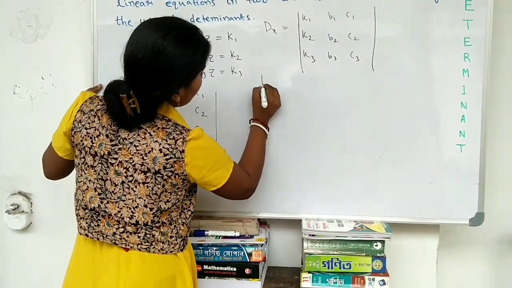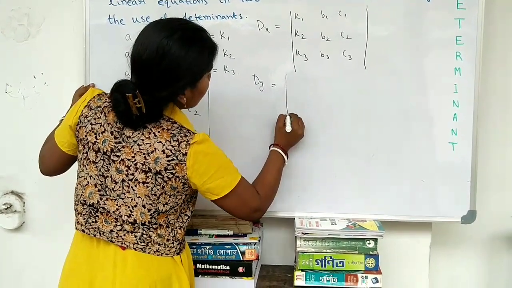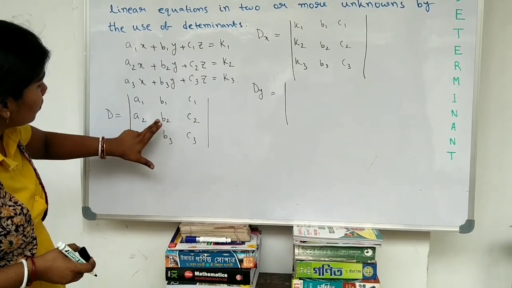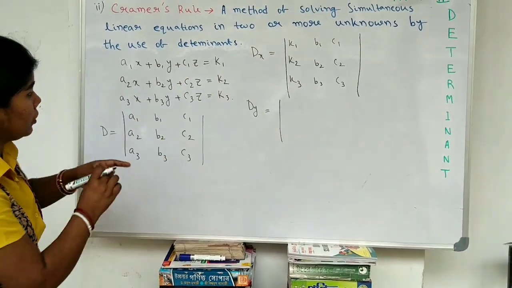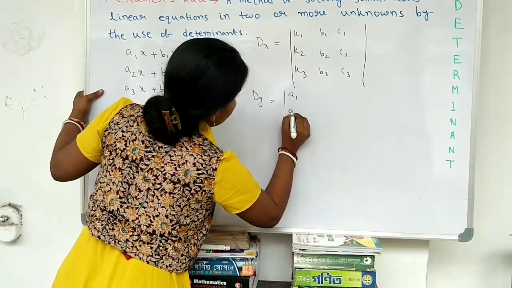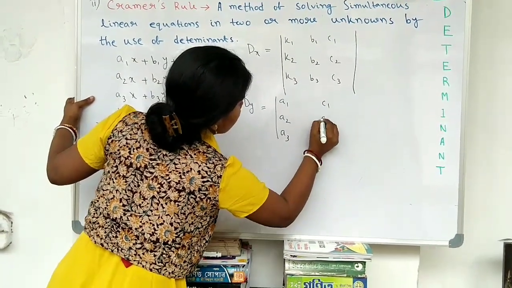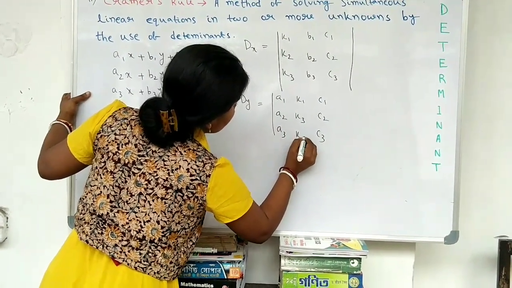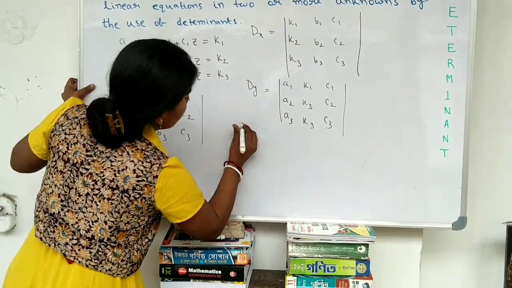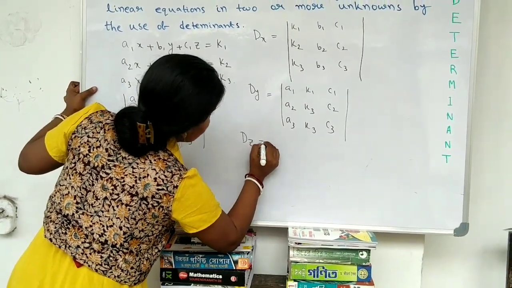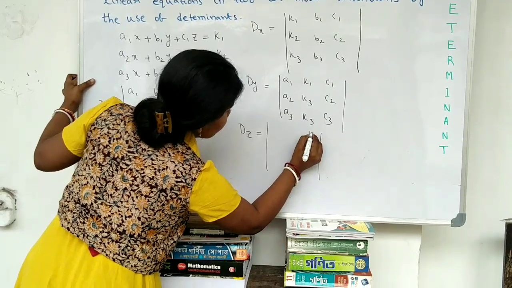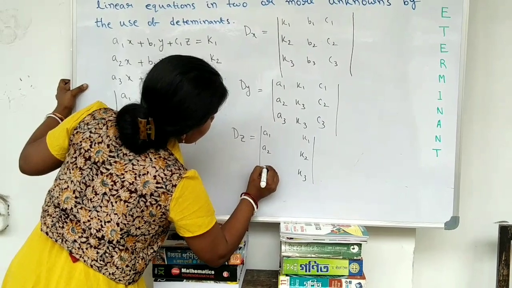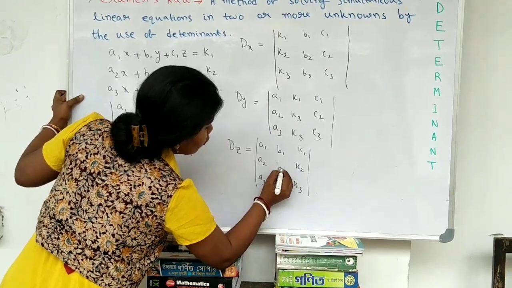Secondly, in the same way, you have to find Dy. Now, what you will do? Replace the column of y, that is b1, b2, b3 by this k1, k2 and k3, with c1, c2, c3 and here k1, k2, k3. Similarly, we will get Dz as, here you will get k1, k2, k3 and here a1, a2, a3, b1, b2, b3.